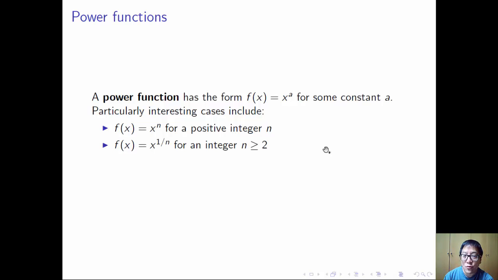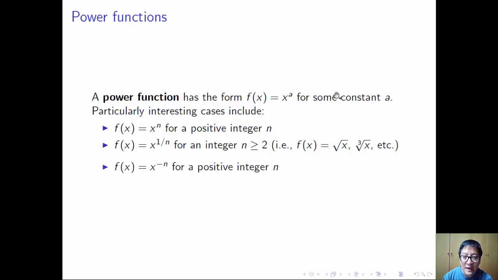f of x equals x to the 1 over n for an integer n of 2 or more. And if you don't remember what 1 over n means, so x to the 1/2, it really means the square root of x. So I'm really saying f of x equals square root of x, cube root of x, fourth root of x, and so on. So those are particularly interesting cases of power functions. And f of x equals x to the minus n for a positive integer n. And what do I really mean by that? Well, if you remember what negative exponents mean, I really mean f of x equals 1 over x squared, 1 over x cubed, and so on.